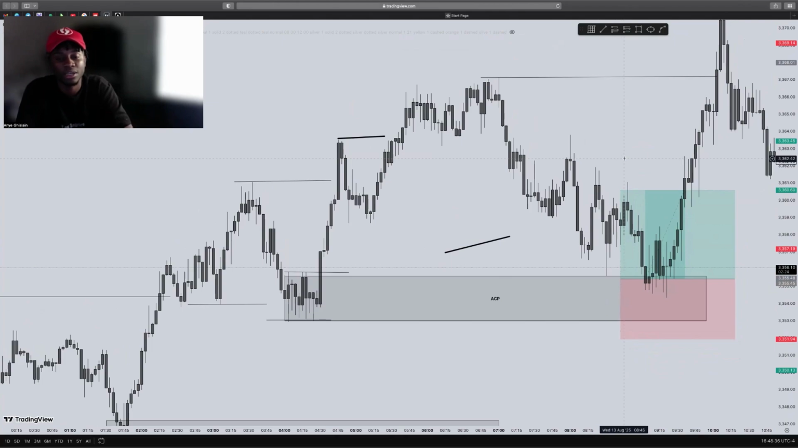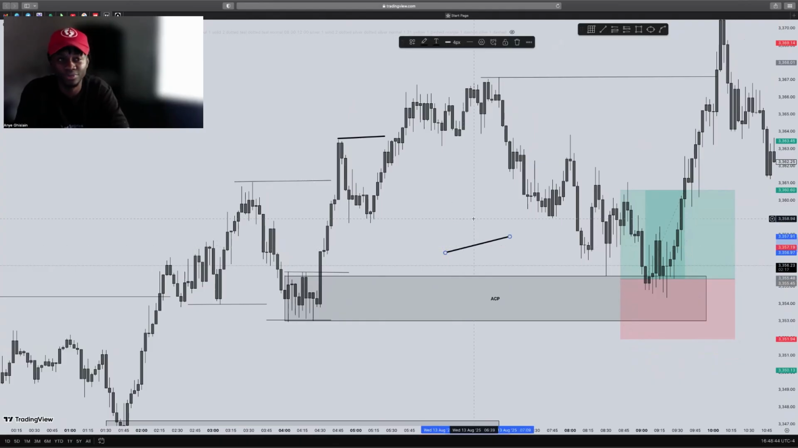Now, where do I target after doing this? Since the buyers were here at one given point, I'm 60% sure that the buyers are still here and they're still willing to buy. They're still willing to push price up.